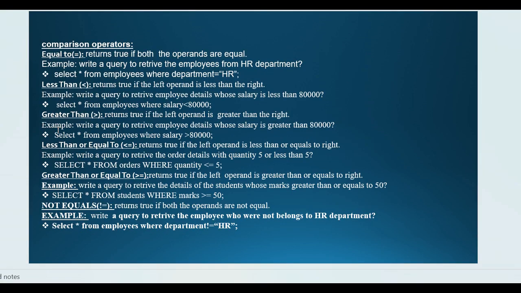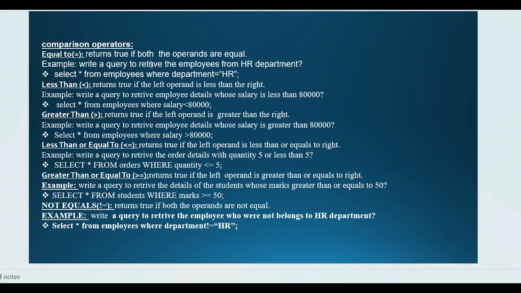Here we have some operators, the comparison operators. Comparison operators are used to compare values and help check conditions. They show whether the values are equal or different. These comparison operators are used to make decisions and are common in many programming languages. Here we have different types of comparison operators: equals to, less than, greater than, less than or equals to, greater than or equals to, and not equals to. So let's check query wise.